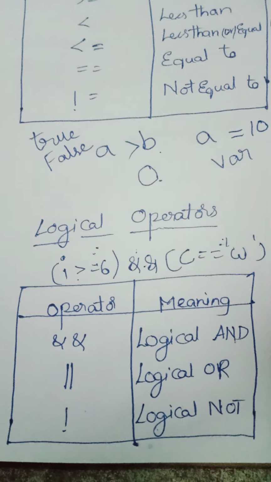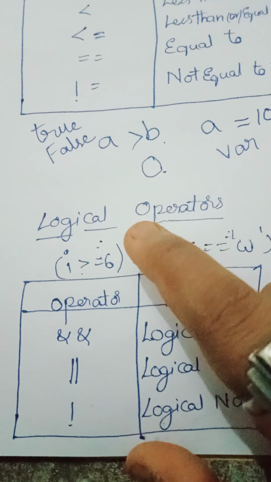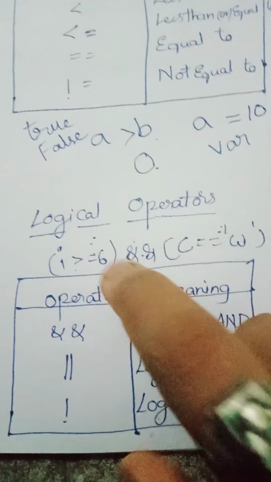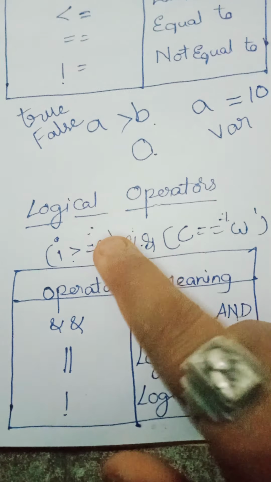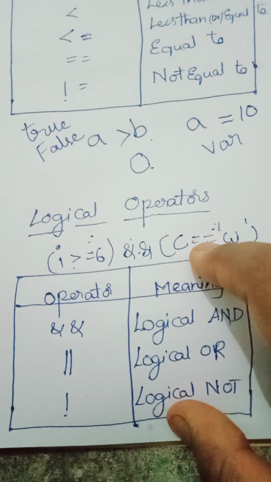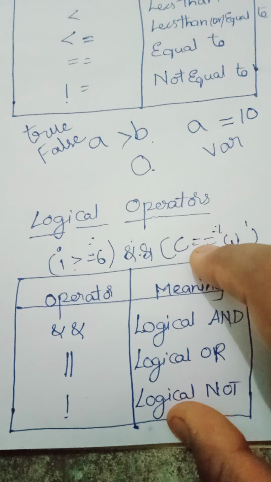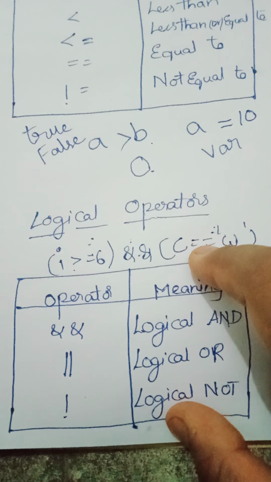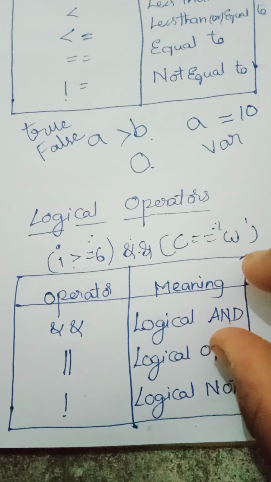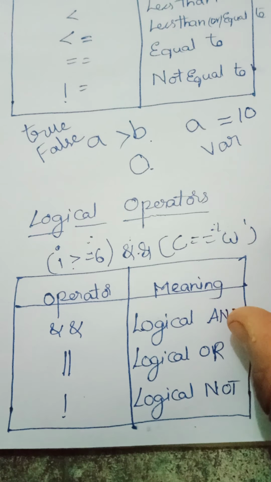Next, NOT. NOT is used to reverse the truth value of its operand. Understood? An expression containing a logical operator is termed a logical expression. Like the simple relational expressions, a logical expression also yields a value of 1 or 0.